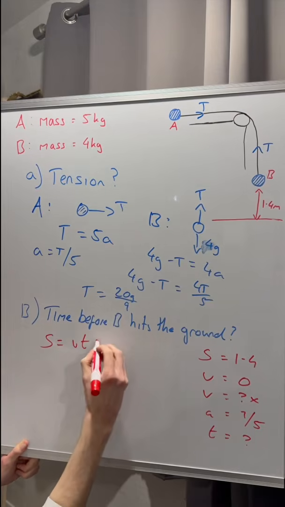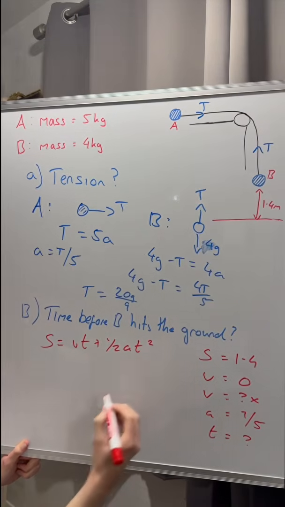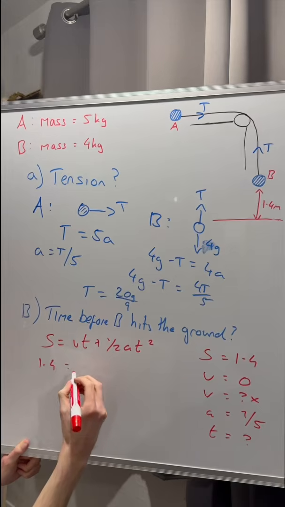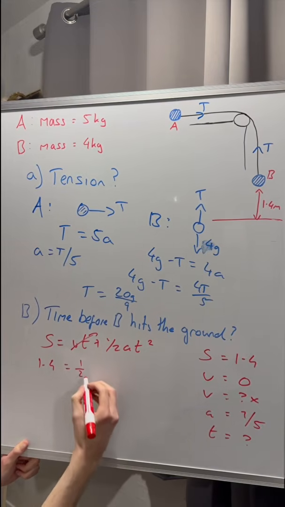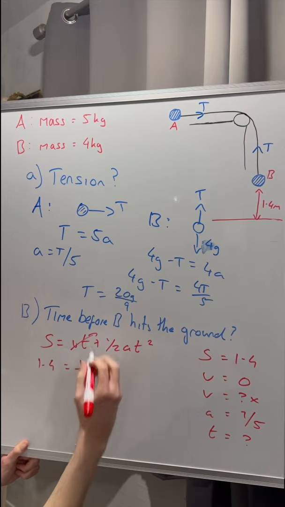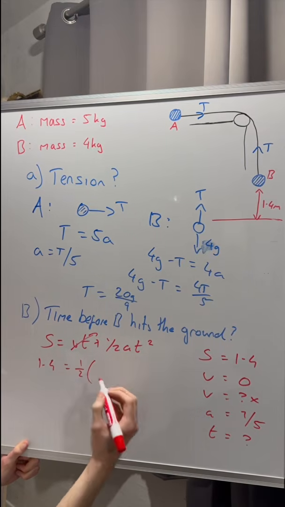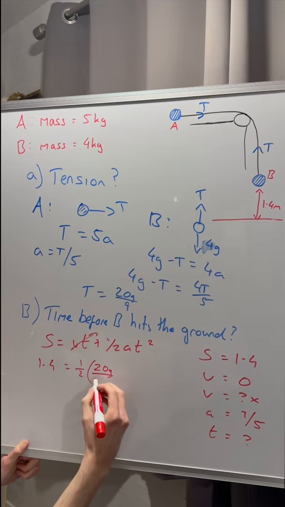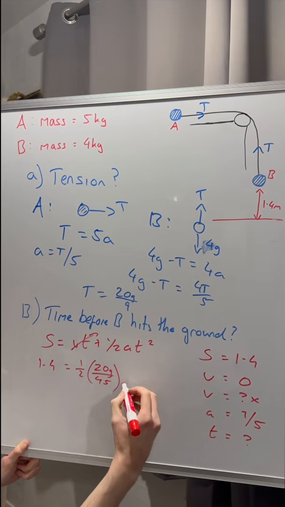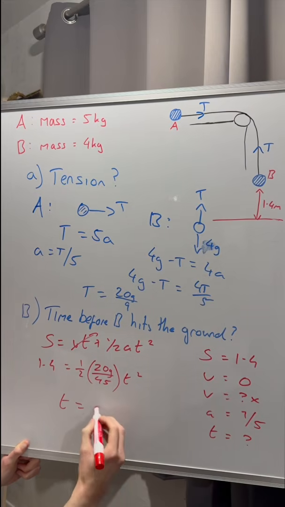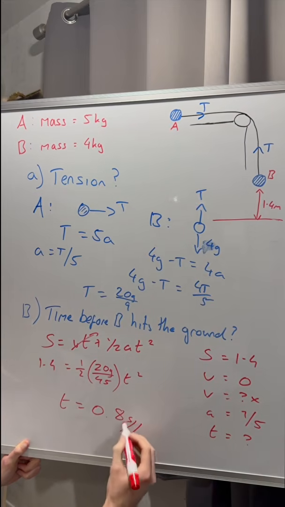s equals ut plus half a t squared. s is 1.4, ut, well, u is 0, that can go. Half a is T over 5, T is 20g over 9. The T over 5 is 20g over 45 times t squared, and if I rearrange this, I get that t is 0.8 seconds.